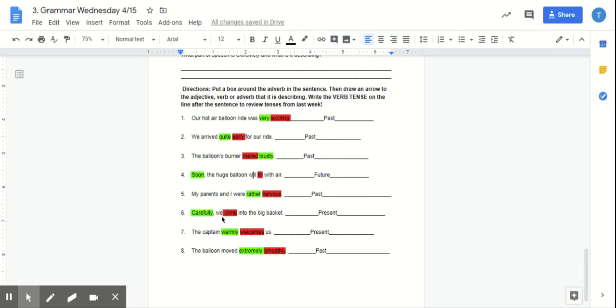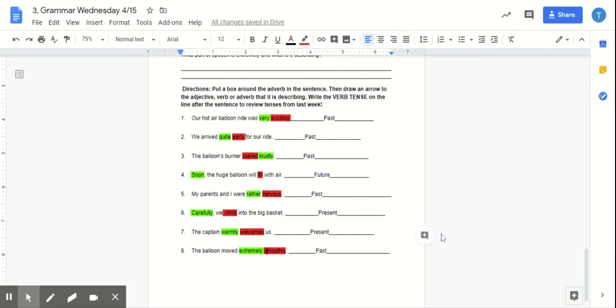Number 8, the balloon moved extremely smoothly. So smoothly, of course, is describing how the balloon moved, which is the verb, and extremely is describing how the balloon moved. So it's adding on to that aspect of the verb, and then gives us the portion of the past tense of the sentence because it gives us the verb right here, which is move. Okay, so the balloon moved extremely smoothly. So smoothly is describing how the balloon moved, and then extremely adds on to that.